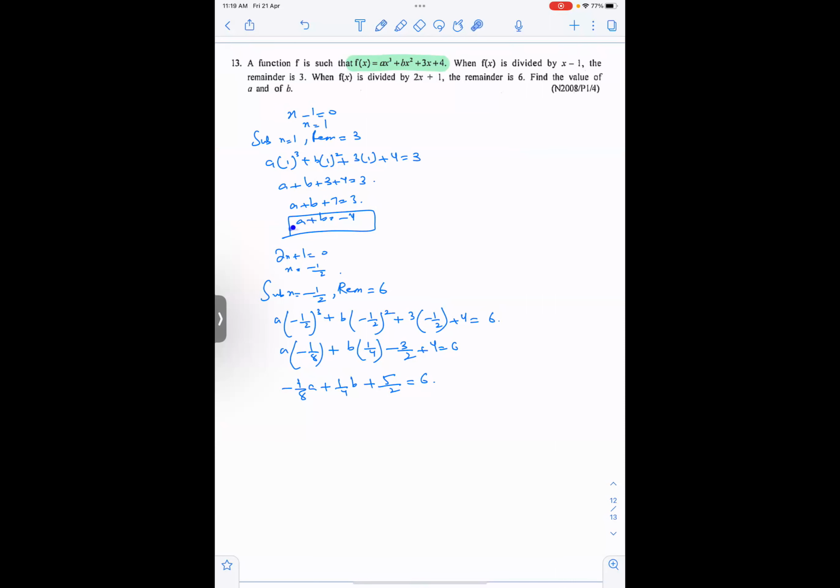Look at how this came. When f of x is divided by x minus 1, the remainder is 3. That means make this equal to 0, you get x equals 1. Substitute x equals 1 into this and make it equal to the remainder, which is 3.